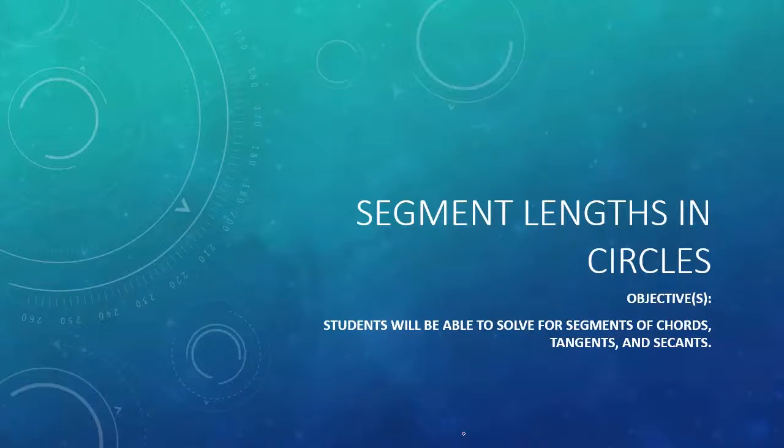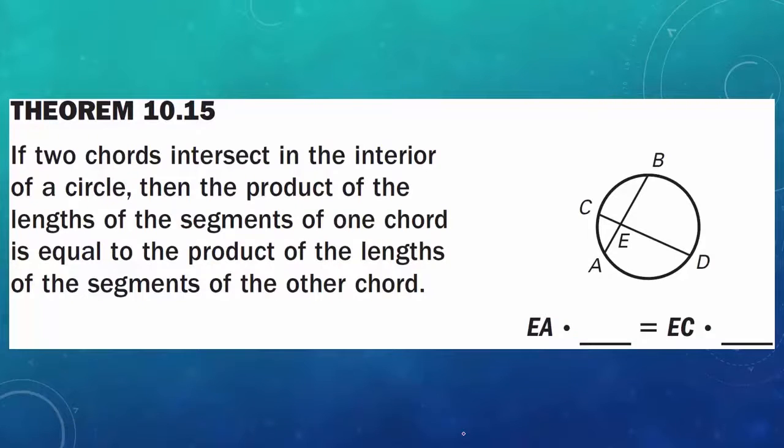Hello! In today's lesson we're looking at Chapter 10, Section 5, Segment Lengths in Circles. Our objectives are to be able to solve for segments of chords, tangents, and secants. We start with some theorems.